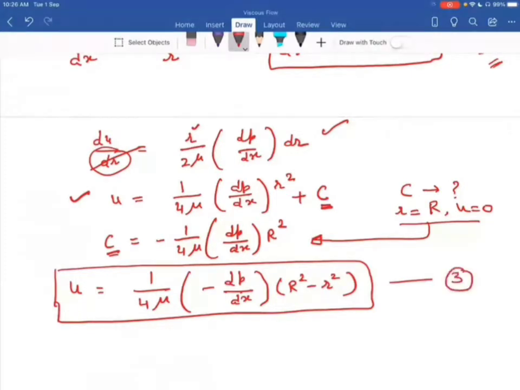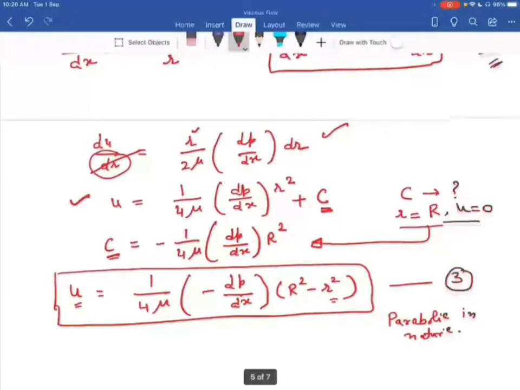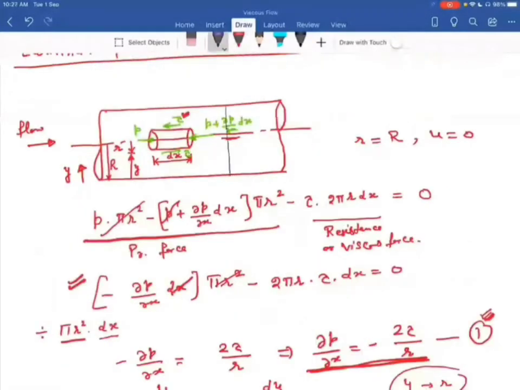Now you can see this equation again. u is depending on the square of r. So that means this variation again is parabolic in nature. So if I draw the velocity profile, this is parabolic in nature. This is how velocity varies along the section.